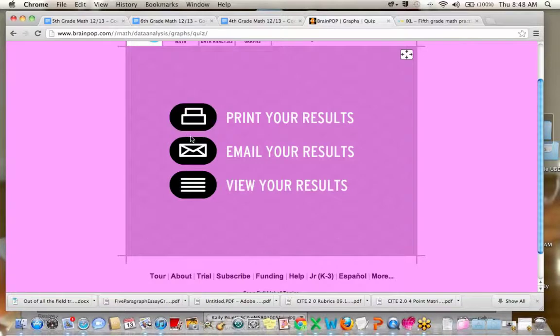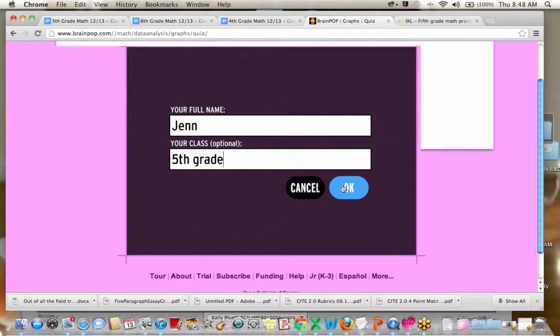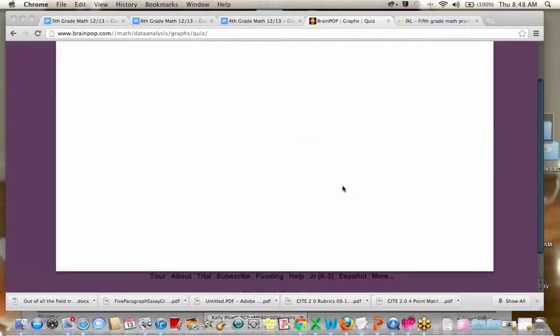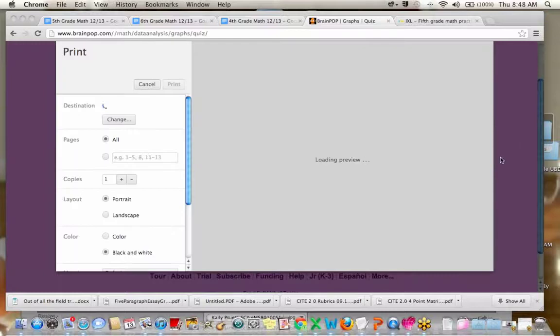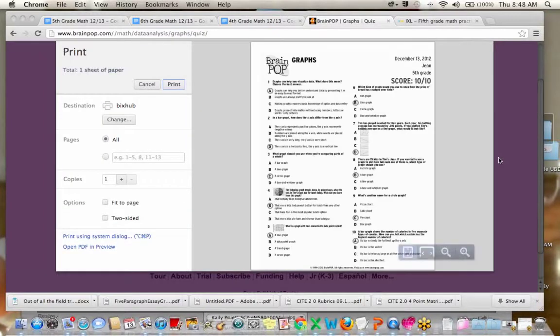Let's see how we did. I guess I really didn't need to push print. And we got 100% though, so perfect.